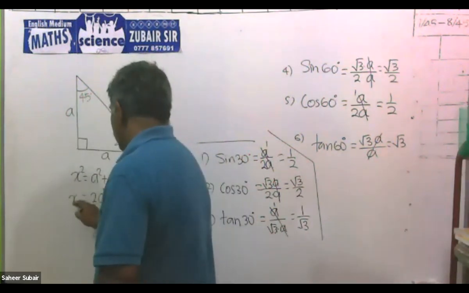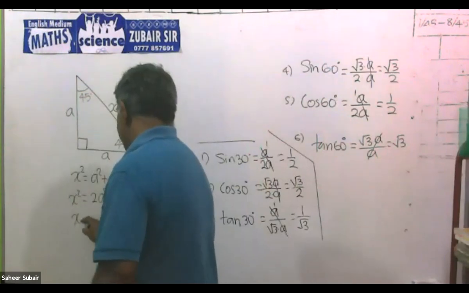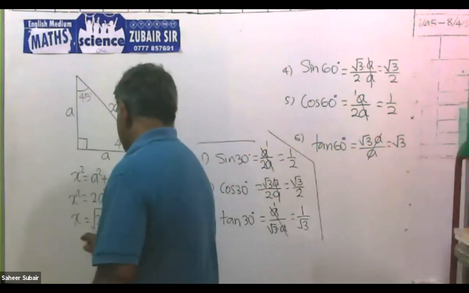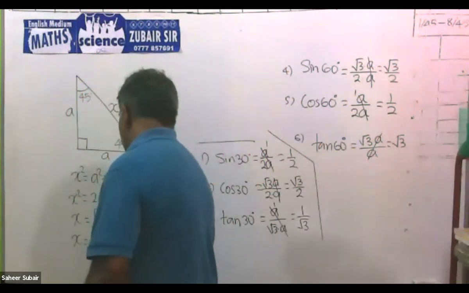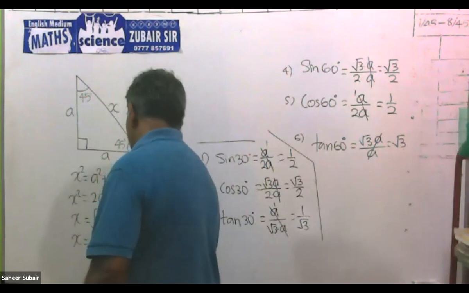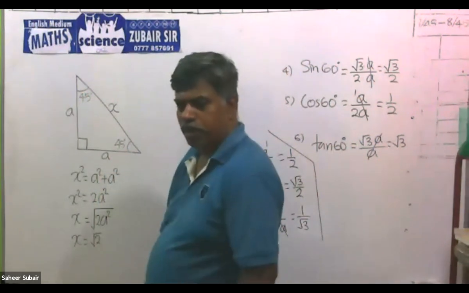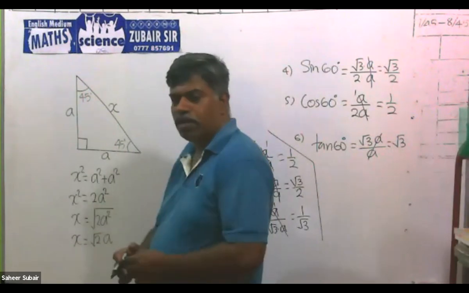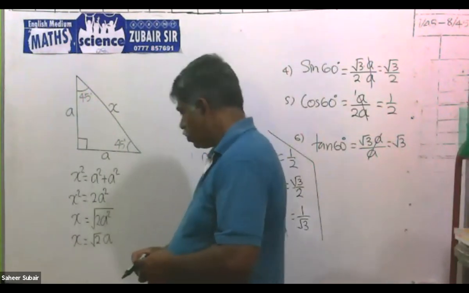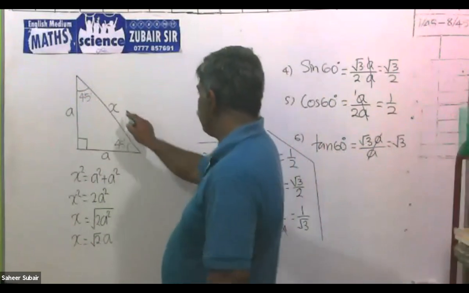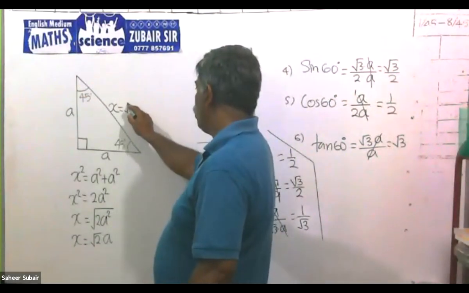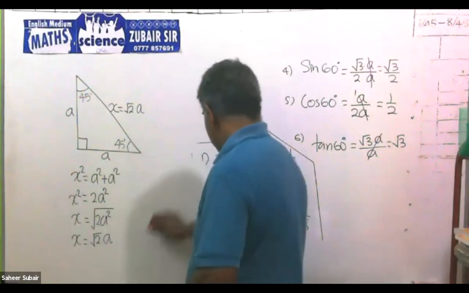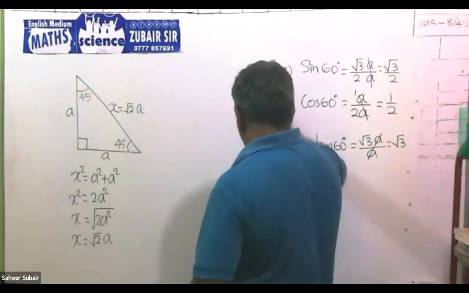Then x squared is equal to this, so to find x we have to take the square root of this. Then x is equal to, we don't know the square root of 2, leave it as it is. Then what is the square root of a squared? Square root of a squared is a. Right? Then x is equal to root 2 a. So x is equal to root 2 a.